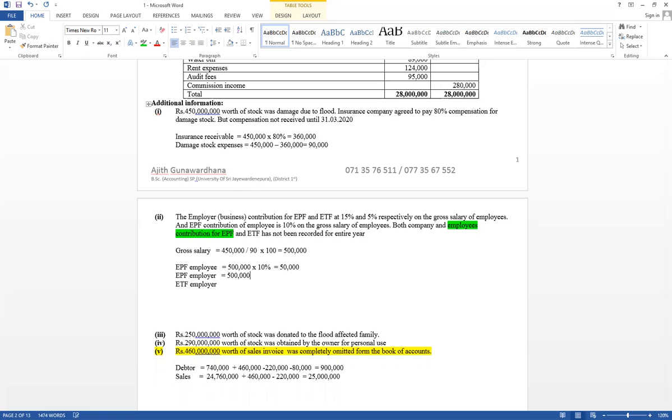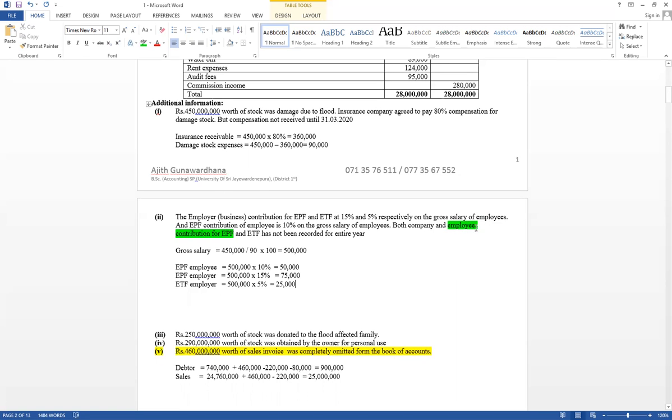$500,000 into 15%, value equal 75,000. And here, the ETF contribution of the employer, 5%, also should be calculated based on gross salary. Therefore, 5% equal 25,000. First one, try to recognize gross or net.